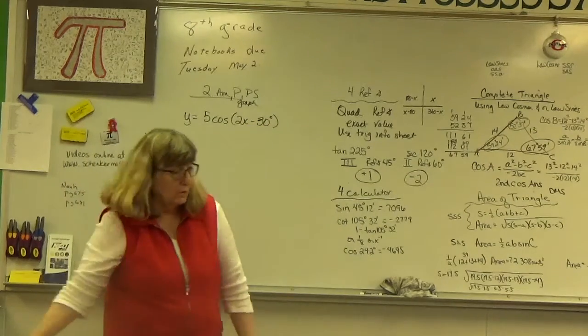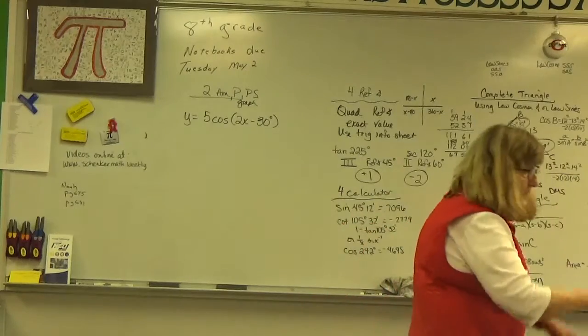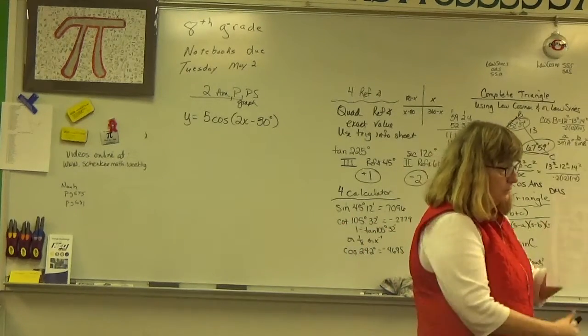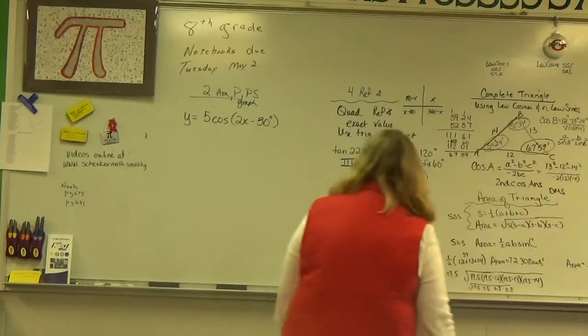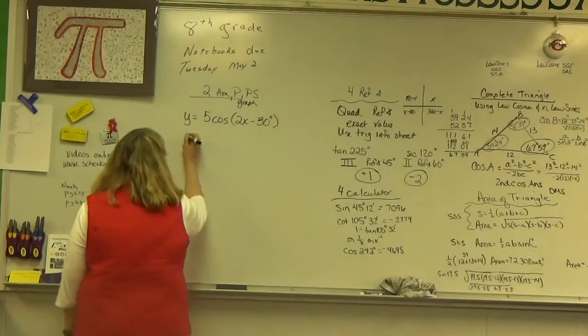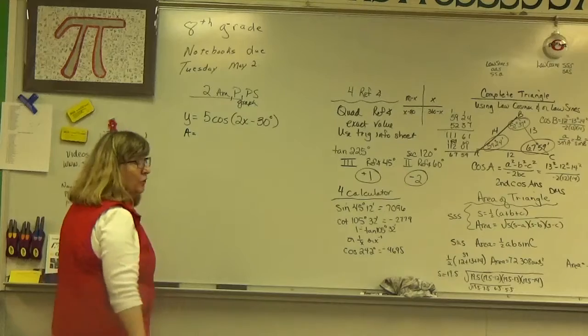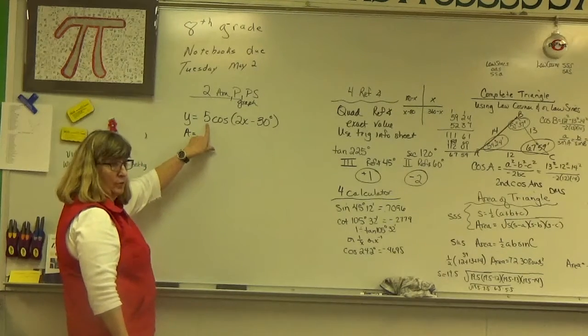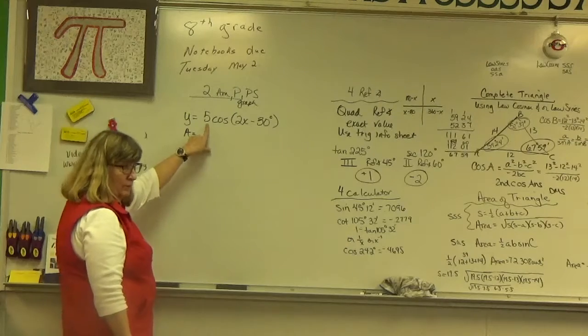Now this is where, if you want to dig in your notebook, this is the one you want, because it has all the information on there for you. So we first state what's the amplitude. Remember, the amplitude is the coefficient of the trig. So what's the absolute value of that coefficient? 5.